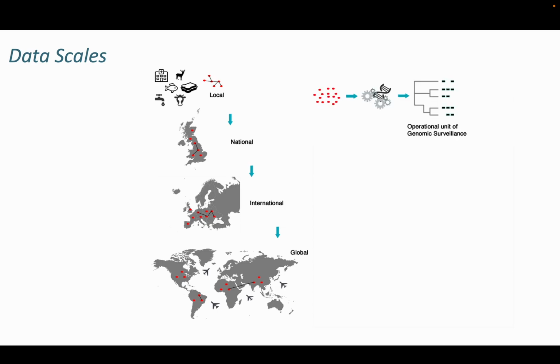and ultimately globally. And with genomics, you take a bunch of samples, you run those samples through your genome sequencing machine, and then one of our ways of getting to this operational unit for genomics is to depict the relationships between samples as a tree. So how similar is sample A to sample B, and what does that tell us about the spread or the epidemiology of the bug under investigation?